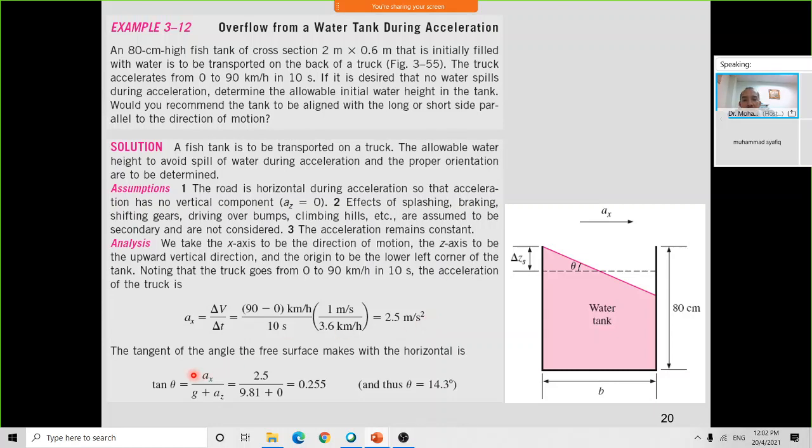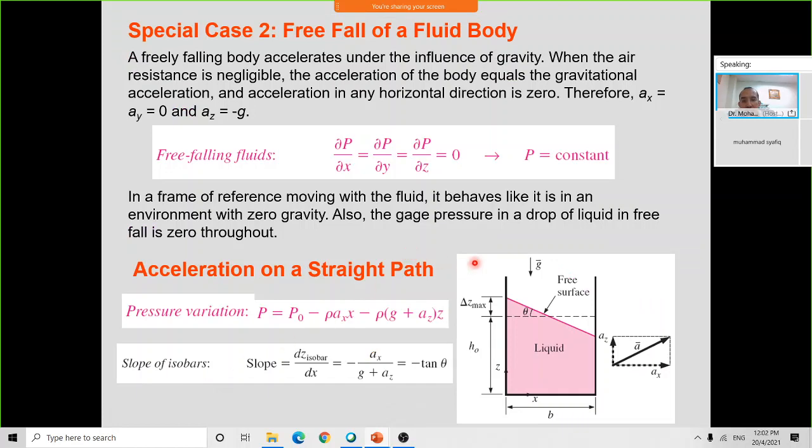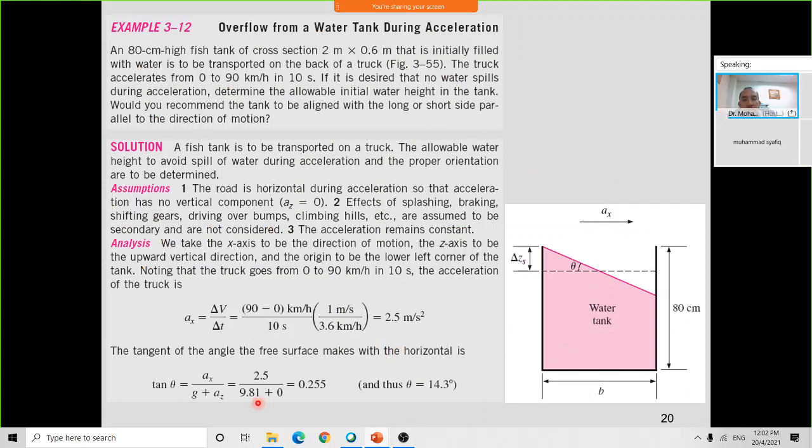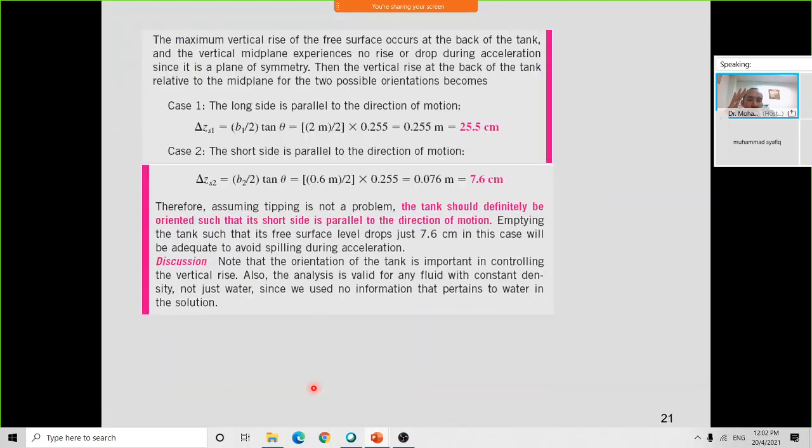Then for tan theta, the slope, from this equation, tan theta is equal to a over g plus a in the z direction. The car is moving in the horizontal direction, so there's no a in the z direction. So you get tan theta is 0.255. The slope that occurs when the car is accelerated is 0.255. From this information, you can calculate that if the long side is parallel to the direction of motion, the maximum H is 25.5 centimeter. But if the short side is parallel to the direction of the motion, the maximum H is 7.6 centimeter.